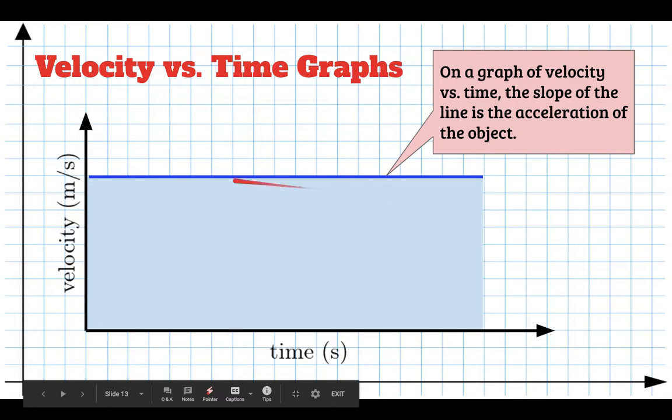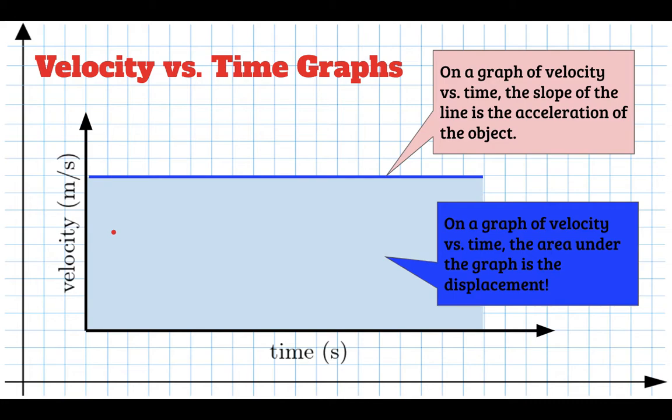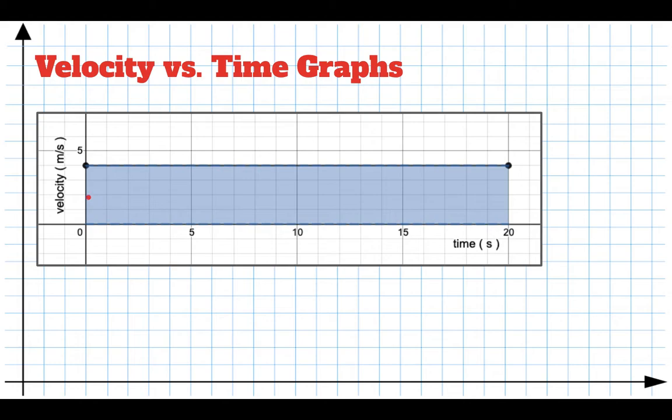If I were to find the area of this rectangle, how would I do it? On the graph of velocity versus time, the area is the displacement. So think about this graph here. If I were to find the area under the graph, that's simply a rectangle. So I'm going to find the area of this blue shaded rectangle. Finding the area of a rectangle simply involves taking the height times the width. The height of this rectangle is 4 meters per second, and the width is 20 seconds. So 4 meters per second times 20 seconds gives you 80 meters, and the seconds cancel, leaving you with meters.